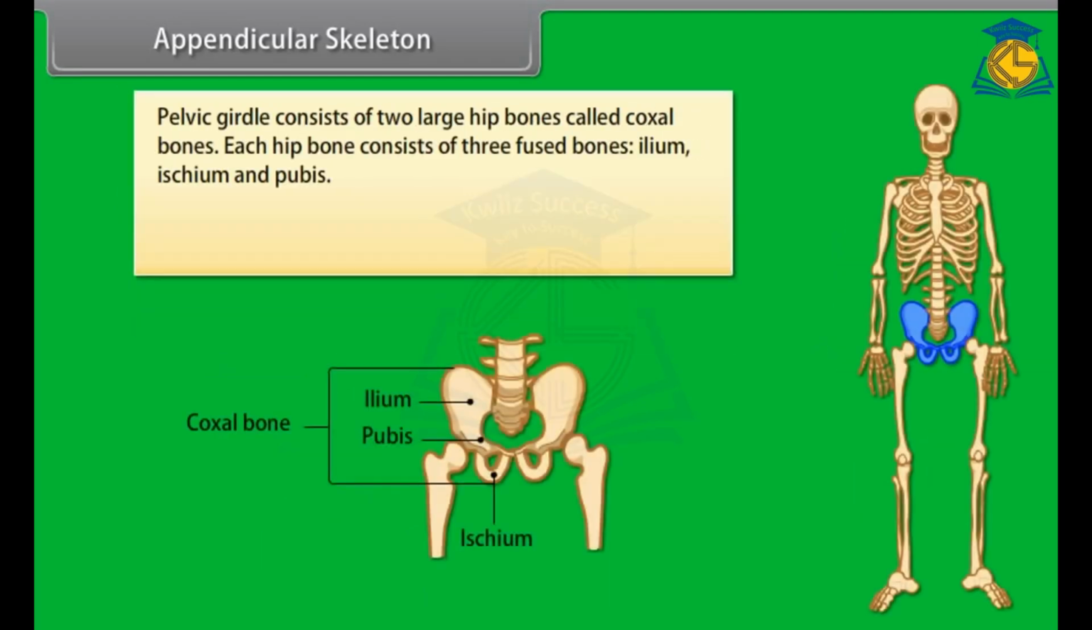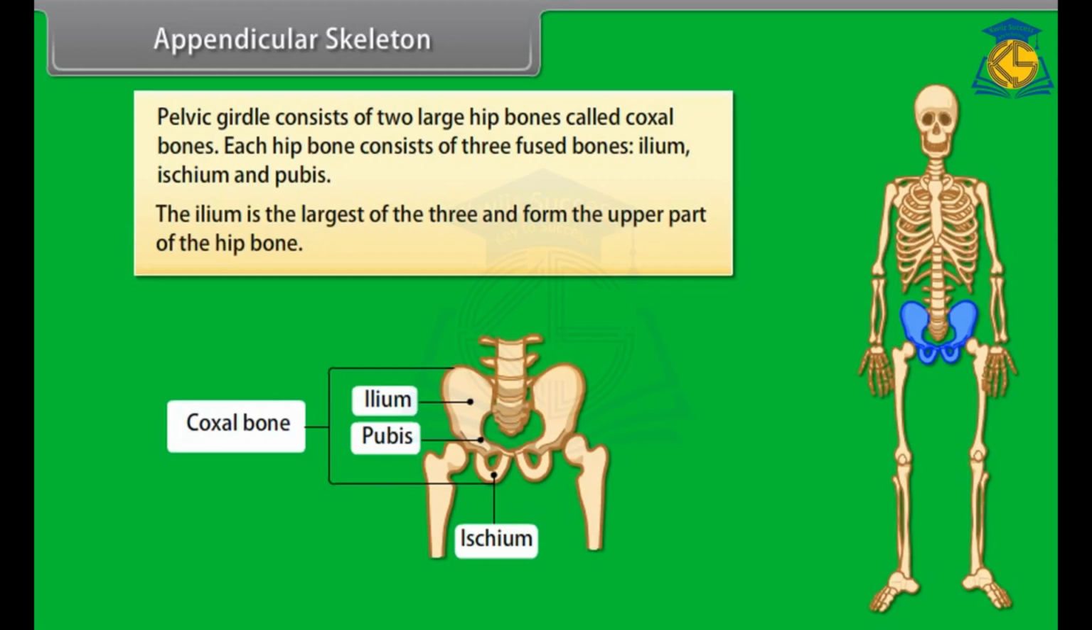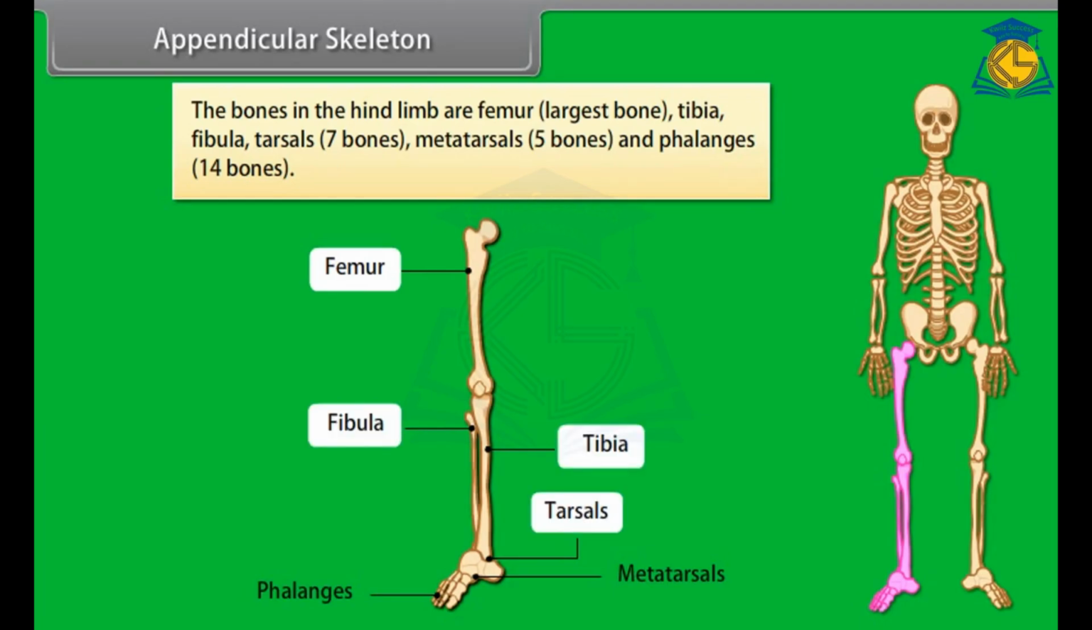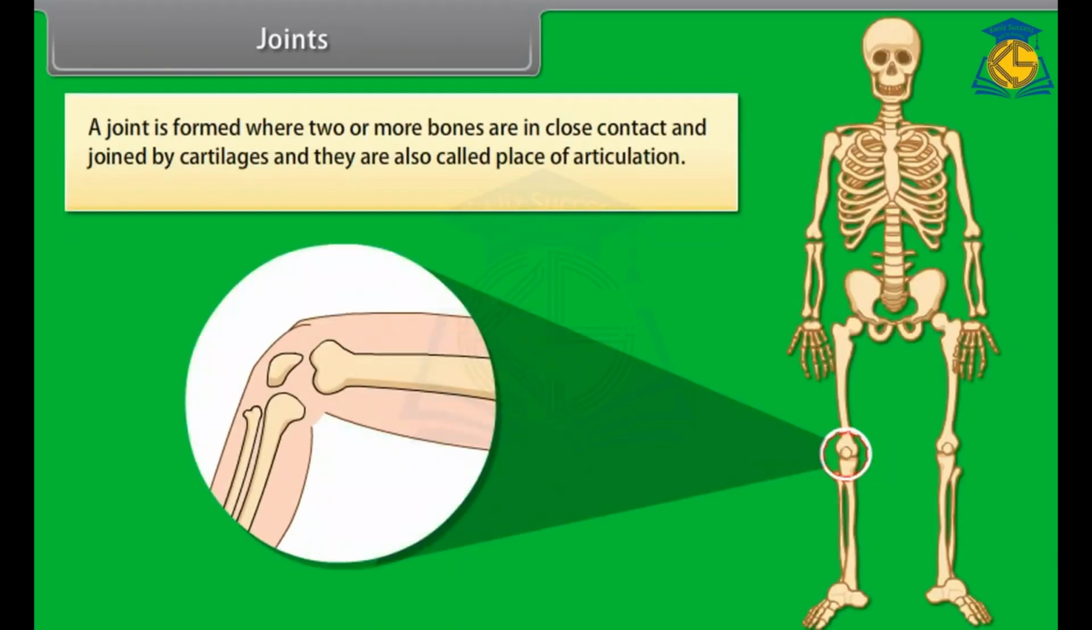bones. The pelvic girdle consists of 2 large hip bones called coxal bones. Each hip bone consists of 3 fused bones: ilium, ischium, and pubis. The ilium is the largest of the 3 and forms the upper part of the hip bone. The bones in the hind limb are femur, the largest bone, tibia, fibula, tarsals, 7 bones, metatarsals, 5 bones, and phalanges, 14 bones.